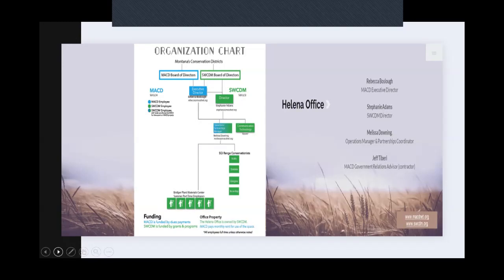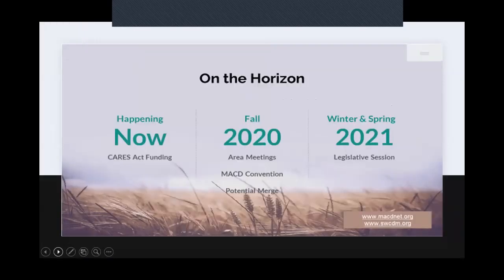On our chart, you can see just how closely MACD and SWCDM work together. We have a shared staff position, and then also SWCDM works with the Sage Grouse Initiative and has staff, and then has Big Sky Watershed Corps, and also works with the Bridger Plant Materials Center. So we work together very closely. SWCDM actually owns the building that we're in, and that's kind of just a brief overview. A lot of the MACD board overlaps with the SWCDM board as well. Next slide, please. Thank you.